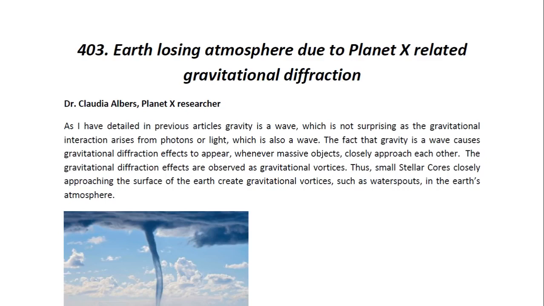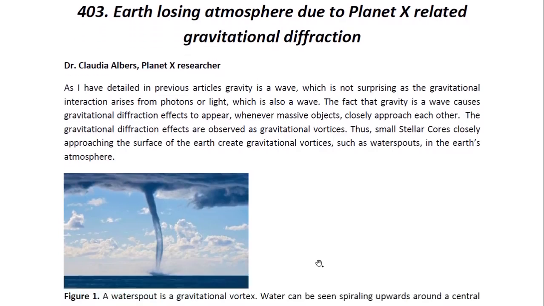This one is entitled Earth Losing Atmosphere Due to Planet X Related Gravitational Diffraction. Now, as I have detailed in previous articles, gravity is a wave, which is not surprising as the gravitational interaction arises from photons or light, which is also a wave. The fact that gravity is a wave causes gravitational diffraction effects to appear whenever massive objects closely approach each other. The gravitational diffraction effects are observed as gravitational vortices.